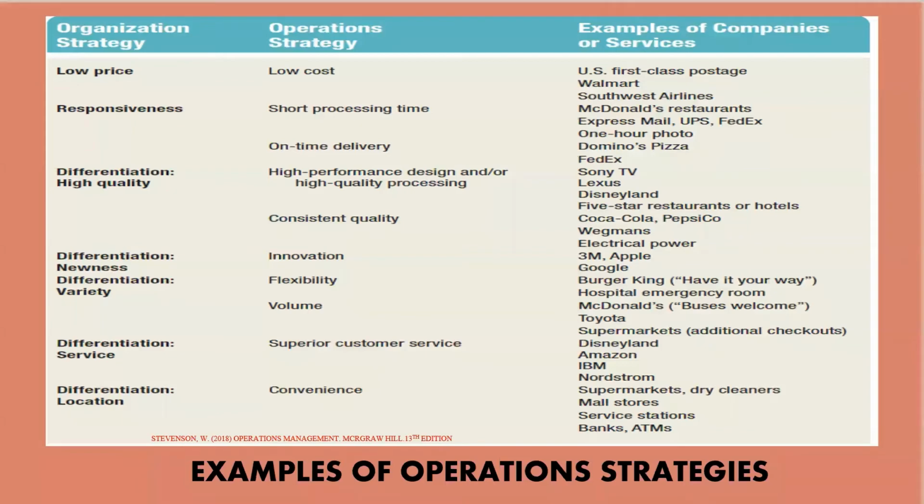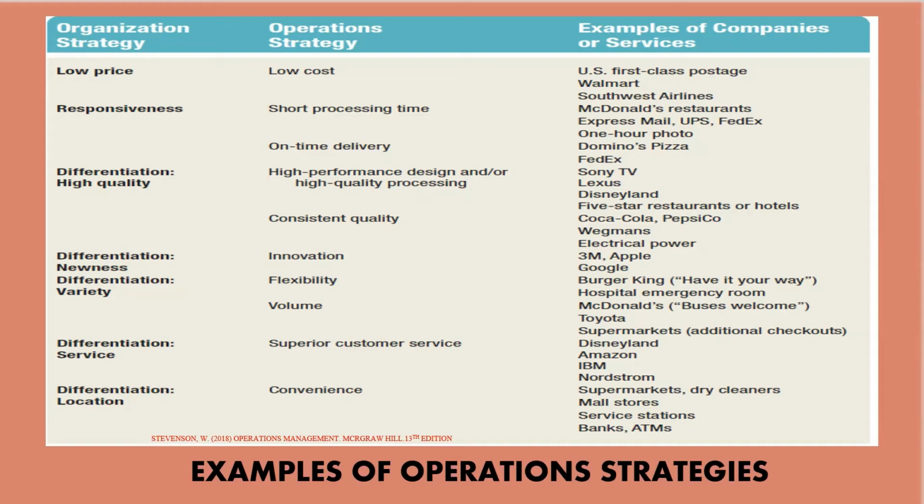So next, what you can see here is, like I said, an example of strategies applied by companies. So low price, responsiveness, differentiation. As you can see, low cost, short processing time, and on the right part, these are the companies that are using them. Actually, I got this from Stevenson's 2008 Operations Management book. So differentiation, Apple is here. Newness, Google is here. And then flexibility, here is Burger King. Probably you can choose how your burger should look, or what the outcome is.